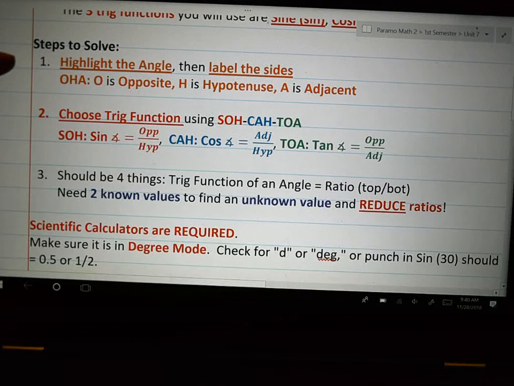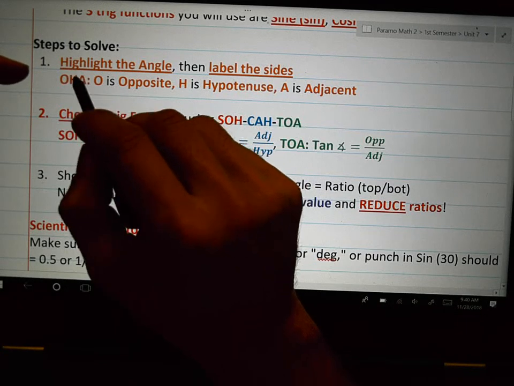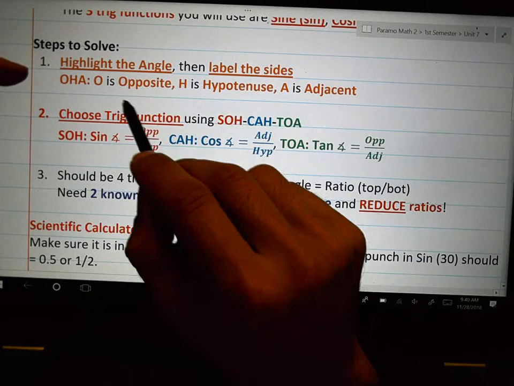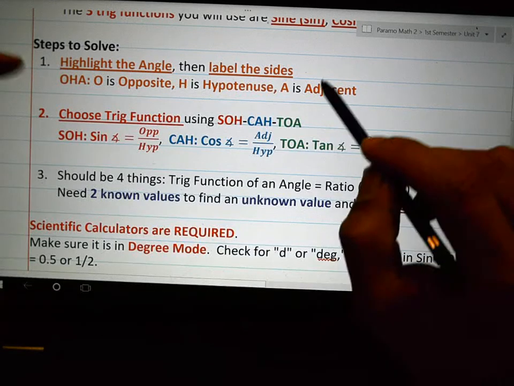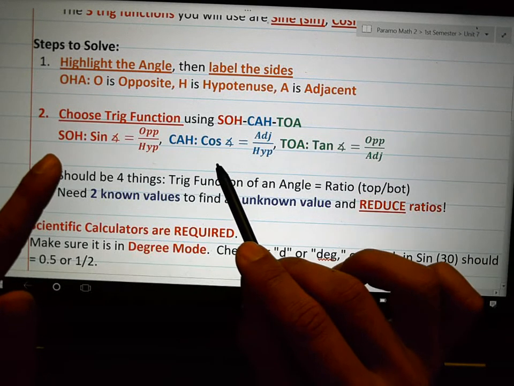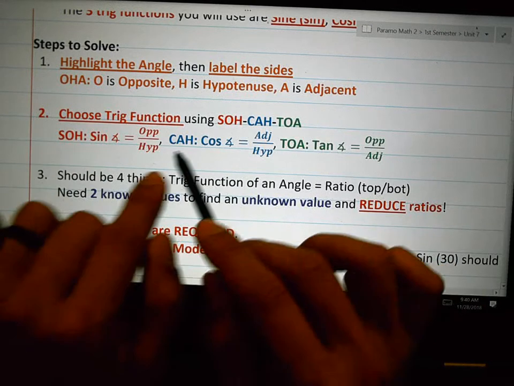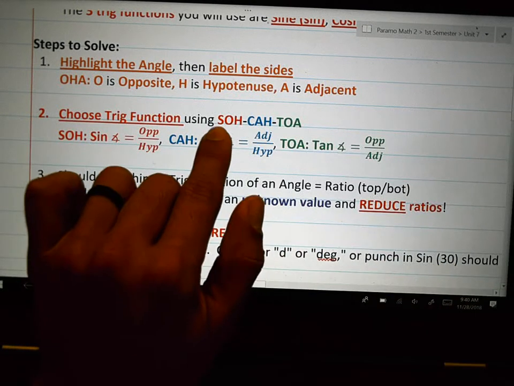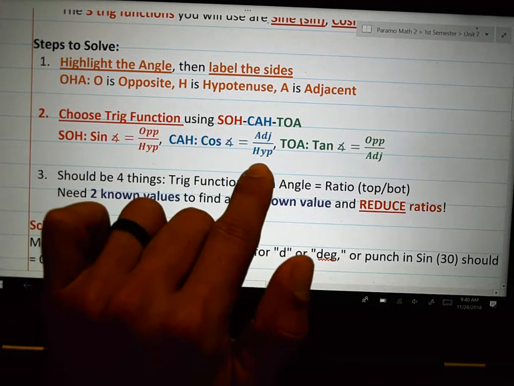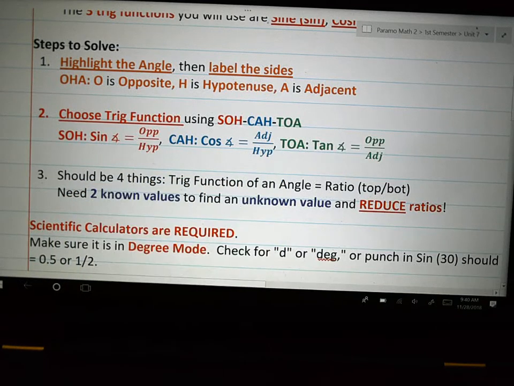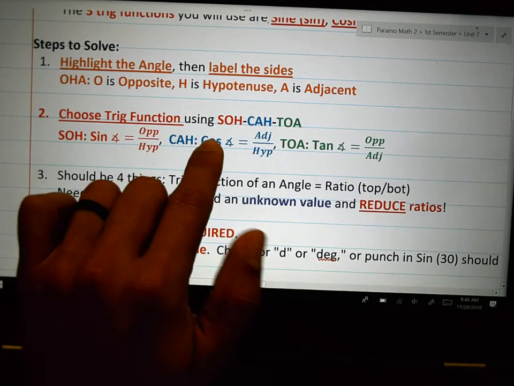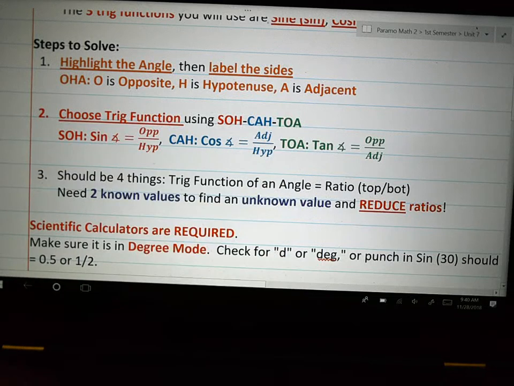So the first thing that we do, we always label it OHA. O for opposite, H for hypotenuse, A for adjacent. And then we're going to make a choice. The choice is, do we use sine, cosine, or tangent? And it's going to be based off of which two sides were we given? O and H, A and H, or O and A? Sine, cosine, or tangent. And we're just going to say Sohcahtoa to remember that.